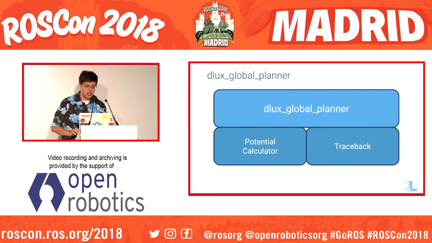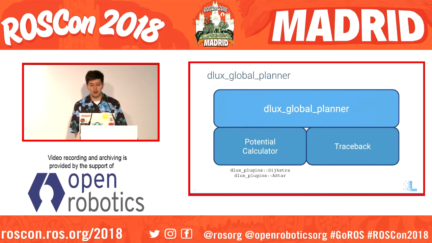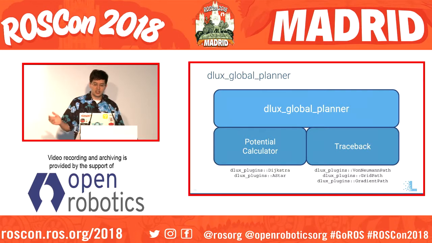And so we have a new global planner, which is called Deluxe Global Planner. That name was suggested by one of my colleagues at Locus Robotics. And the two major plugins we have are the potential calculator, which is where you put in your graph theory algorithm of choice. So the ones we have right now are Dijkstra and A-star. And then you have the traceback that generates the actual path from the grid, and there's a number of different ones that either adhere to the grid or have a nice gradient.